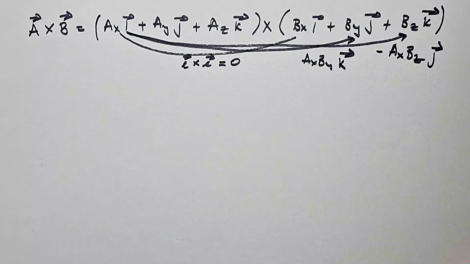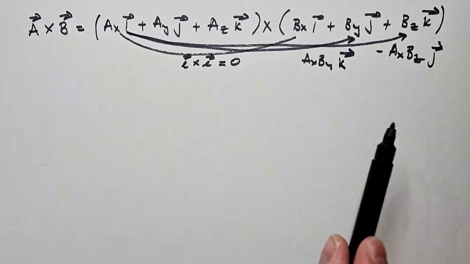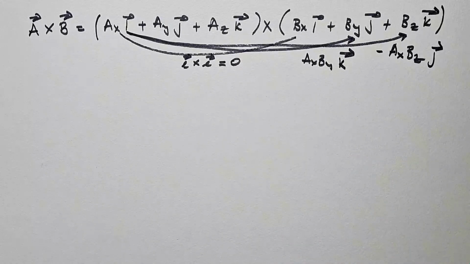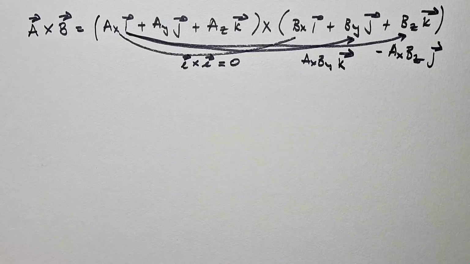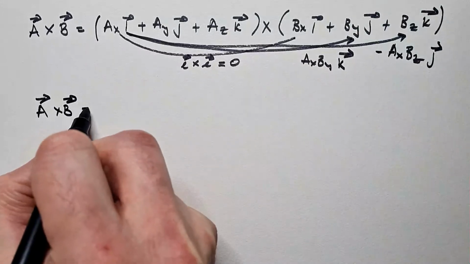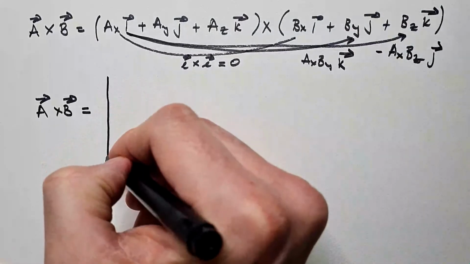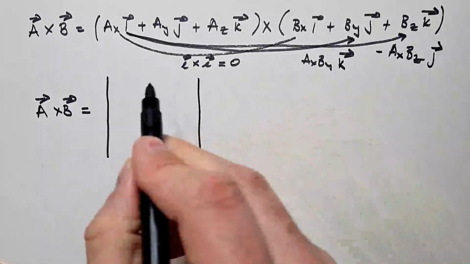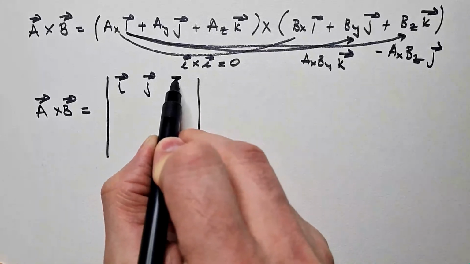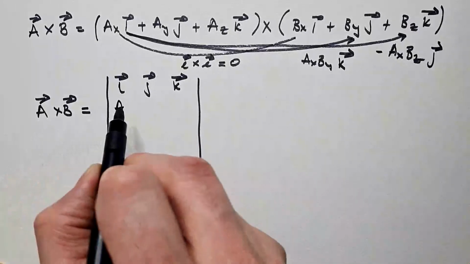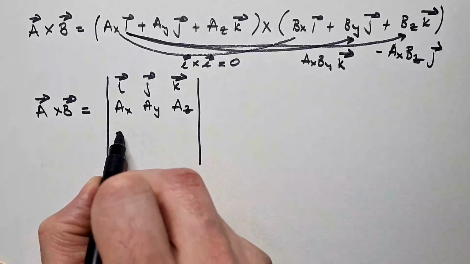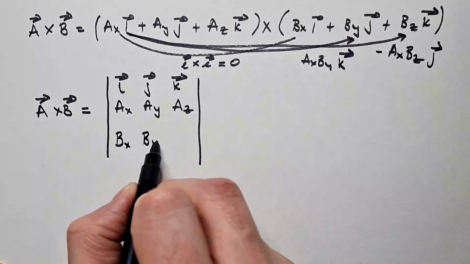But to be honest, not many people are using this method because you need to pay attention to these signs, as I was thinking here for some time. What we do instead, we use the rule of determinants. So we say A cross B is equal, and then we use determinant. First row is unit vectors i, j, k. Second row, components of A, A_x, A_y, A_z. Third row, components of B vector.